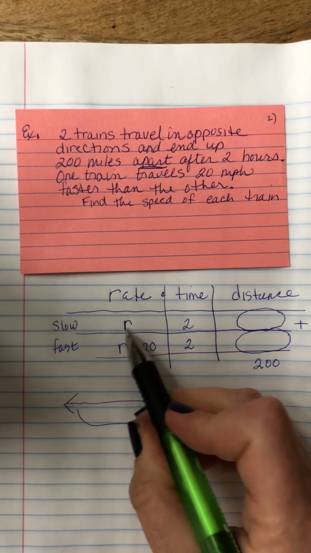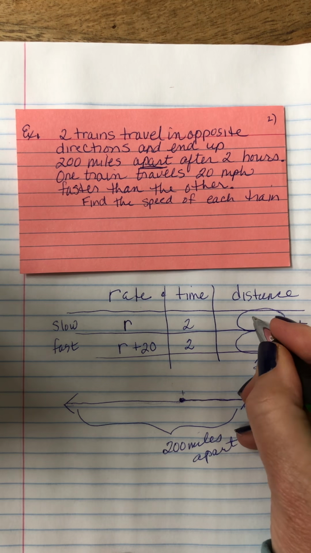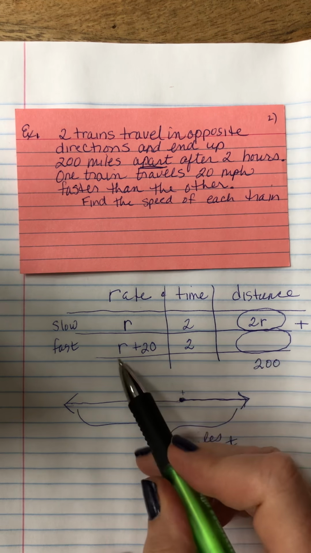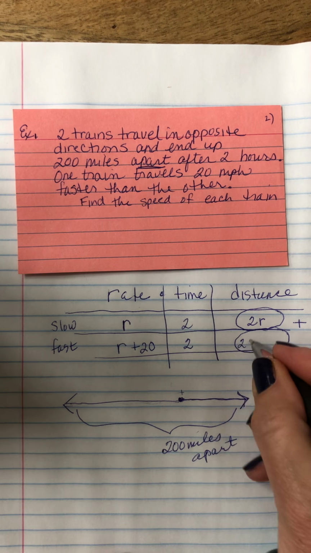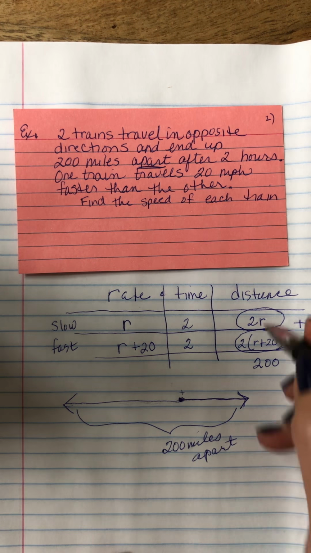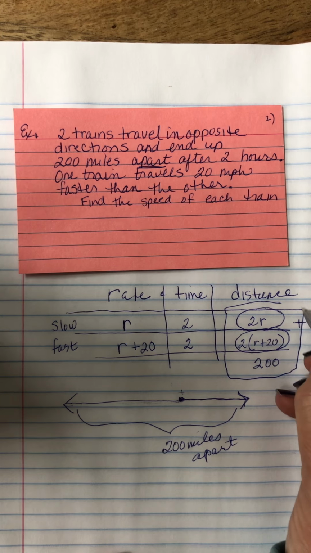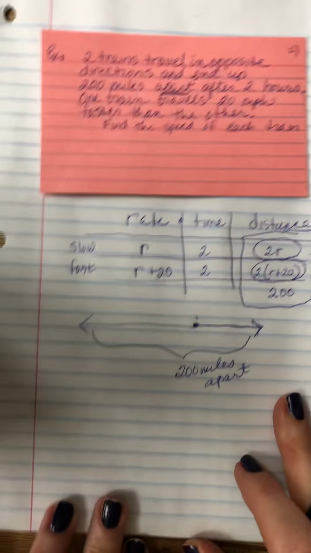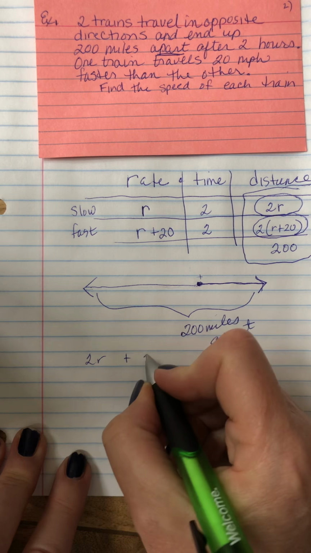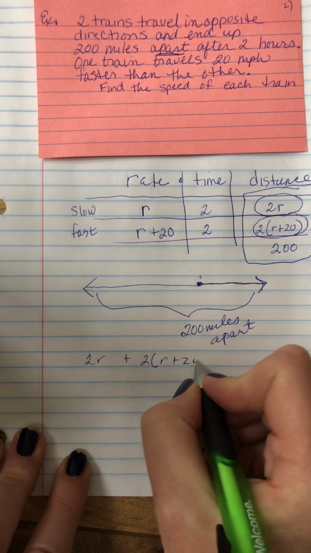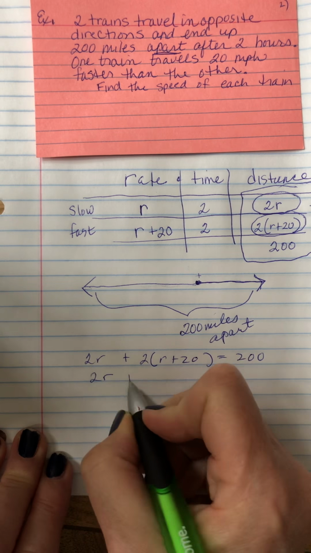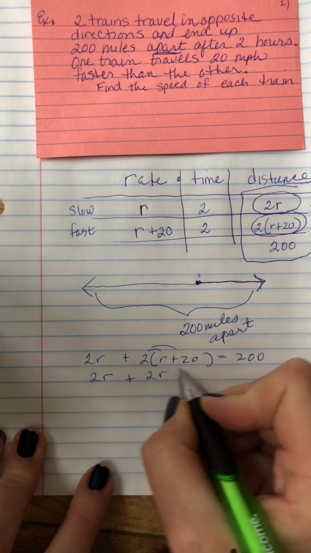And we're going to multiply rate times time to get the distance. So 2R is the distance the slower train traveled. And 2 times the quantity R plus 20 is the distance the faster train traveled. And I'm going to use this distance column to set up my equation. So 2R plus 2 times the quantity R plus 20 is equal to 200. So I'll distribute here.